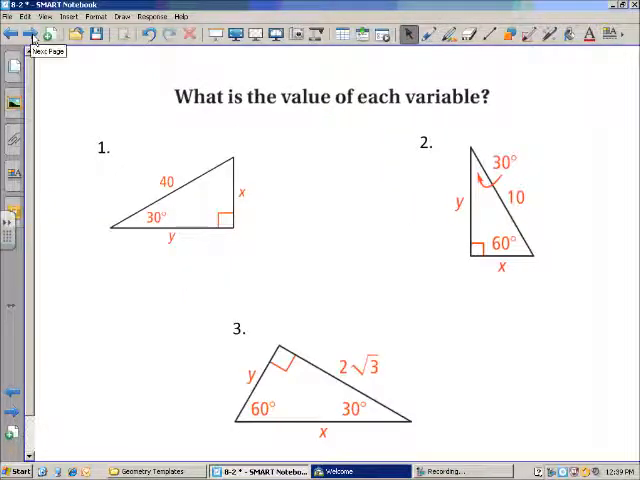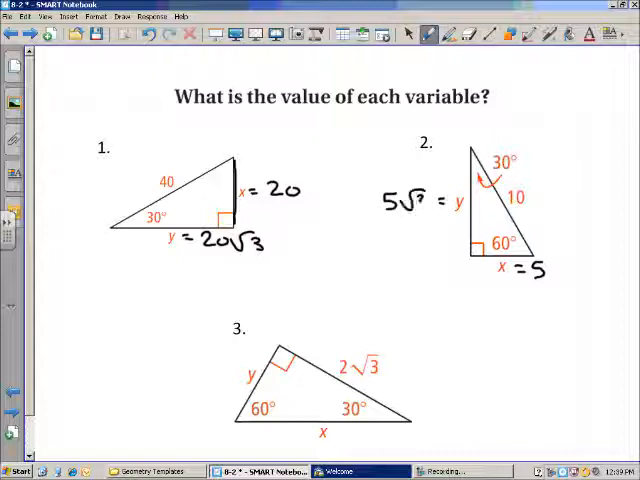All right, a couple more examples. If the hypotenuse is 40, the shorter leg will be half of that. So half of 40 is 20, and the longer leg is the shorter leg times the square root of 3, so it's 20 root 3. Number 2, if the hypotenuse is 10, the shorter leg is half of 10, or 5, and the longer leg is 5 times the square root of 3.